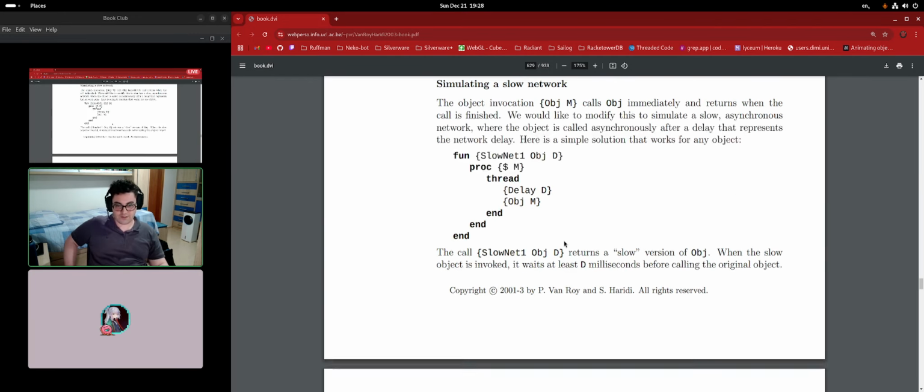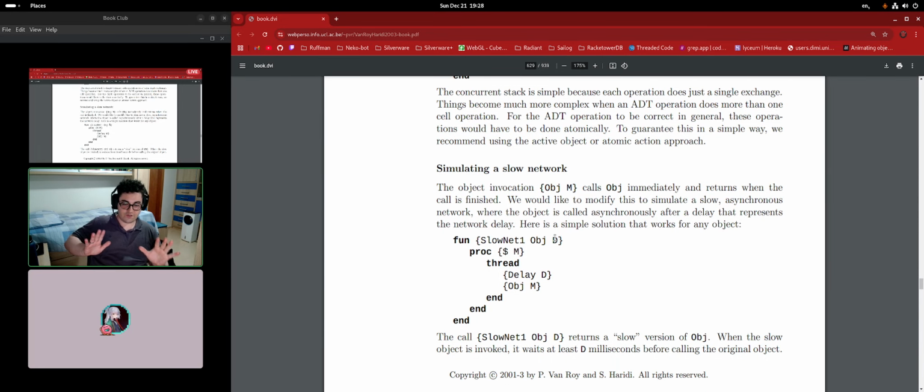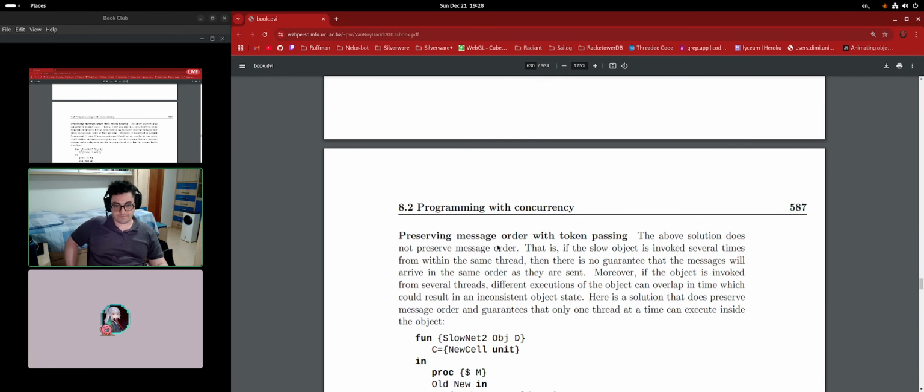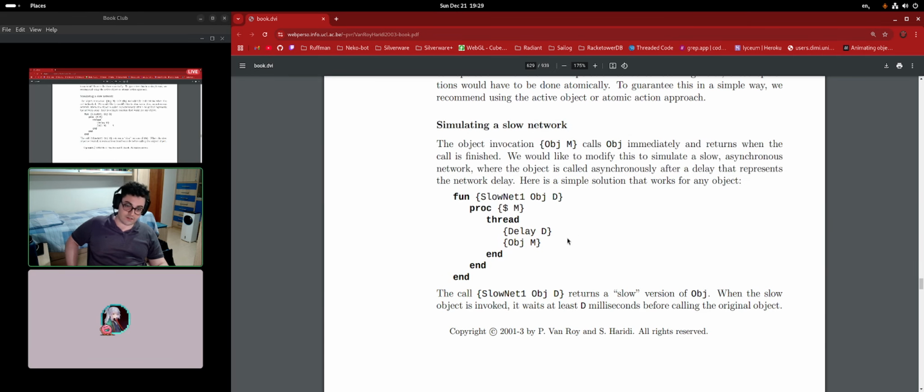Well, let's not skip steps, because here's the situation. We implemented the simulation of a slow network, but there's a problem: it does not preserve message order. And what is the reason? Because you can have different values of D, which means that a particular message, because it's in a separate thread, may be received first even though it was dispatched second, because the delay is smaller.